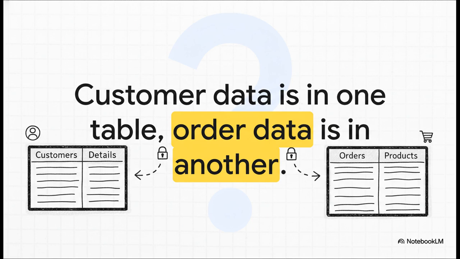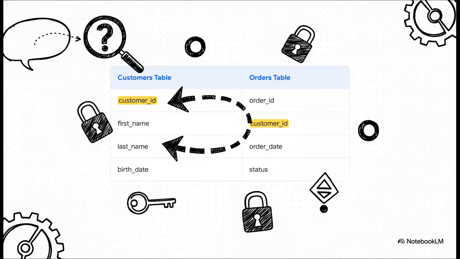Think about it. Your name is in the customers table, but your order history is in a completely different orders table. And that's on purpose. It's way more organized and efficient to keep them separate. But now what? How do we connect the dots? Well, the secret is finding one piece of information that both tables have in common, a shared link.